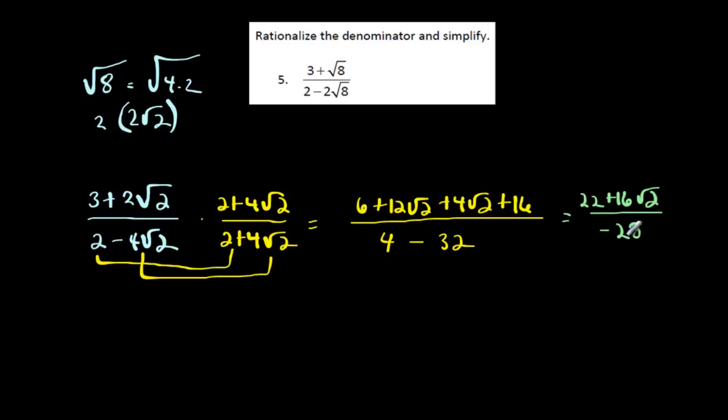22, 16, and 28 are all divisible by 2. So that's 11, that's 8, and that's 14. So we could write down 11 plus 8 root 2, all divided by negative 14. And that's your answer.